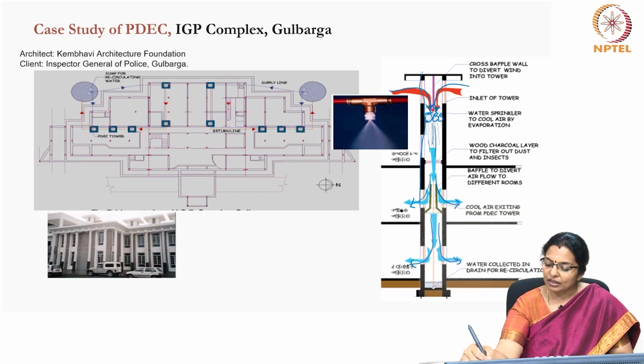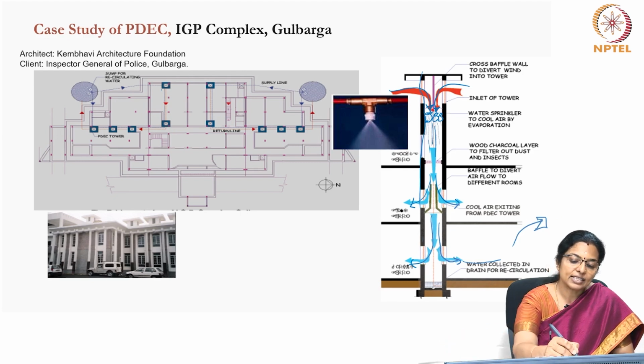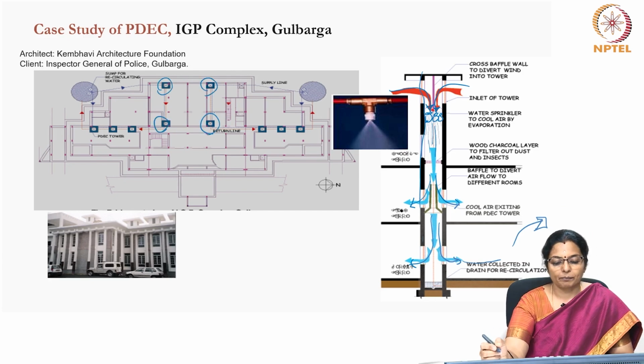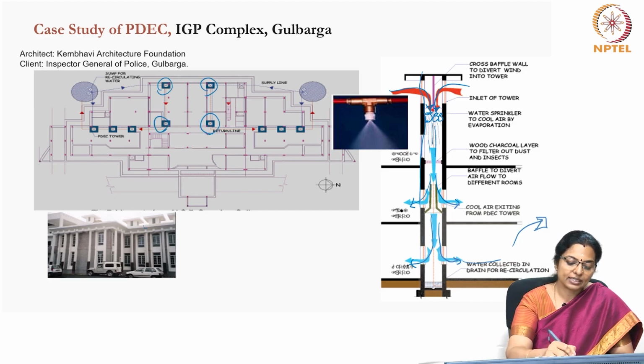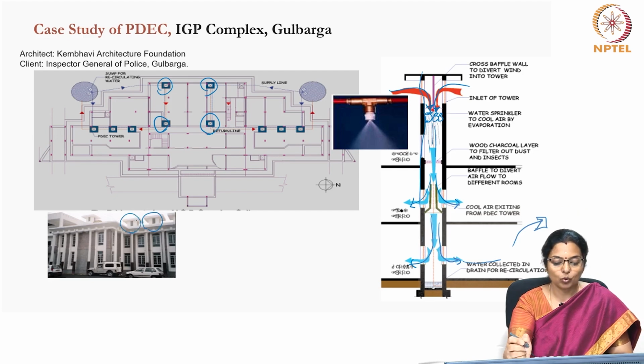Of course, this cool air, when it enters, replaces the warm air and there has to be an outlet for the warm air to leave the building. So, the IGP complex at Gulbarga has used the passive downdraft evaporative cooling techniques, and you can see in the plan the towers for PDEC. There are about 10 of them, and you can see this in their view also.